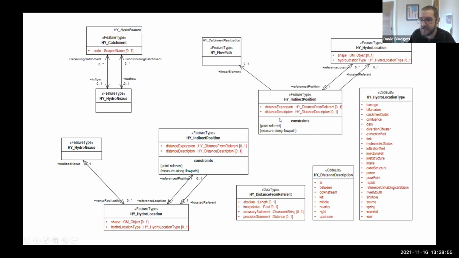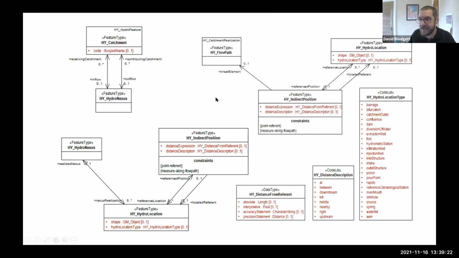The rest of this, the distance from a point referent, so the distance from the outlet of the next downstream kind of confluence maybe, that stuff can be generated on the fly, can be automated based on the data that we have today or the data that we're going to have tomorrow, as long as we know which flow path to start from or which flow path to attach to.